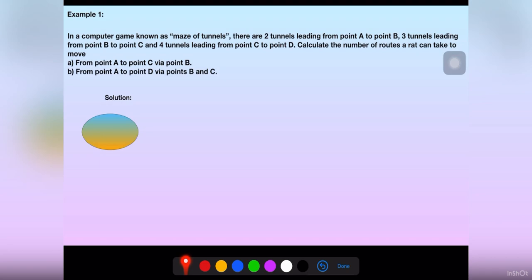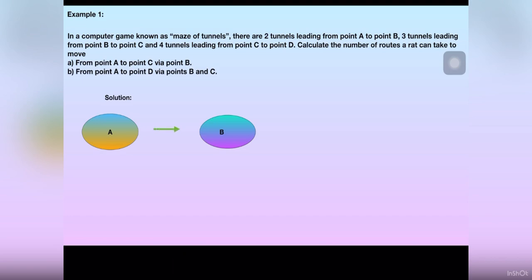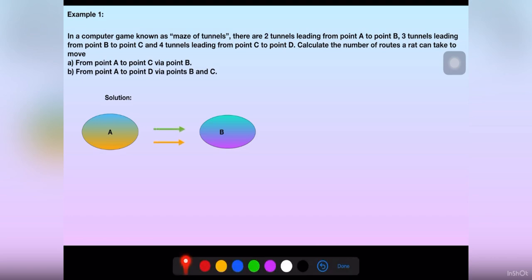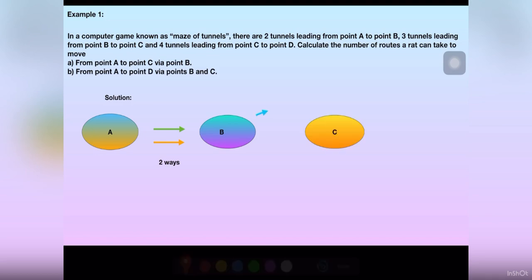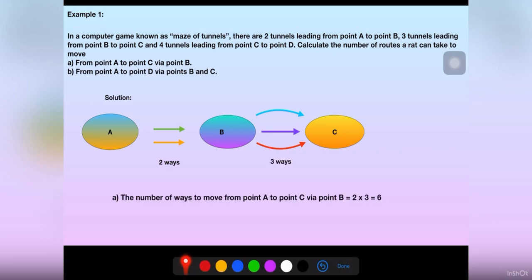Solution. From A to B, we have 2 ways. From B to C, we have 3 ways. And the number of ways to move from point A to point C via point B is 2 times 3 equals 6.